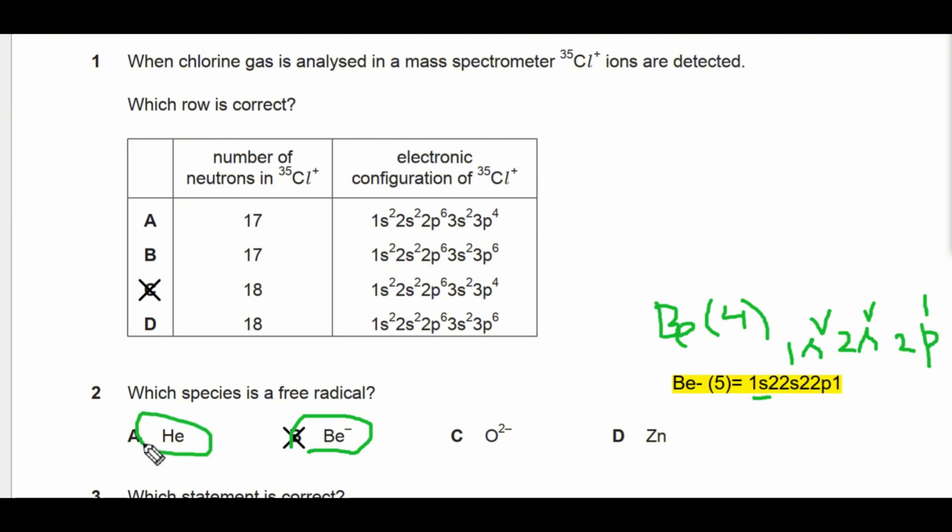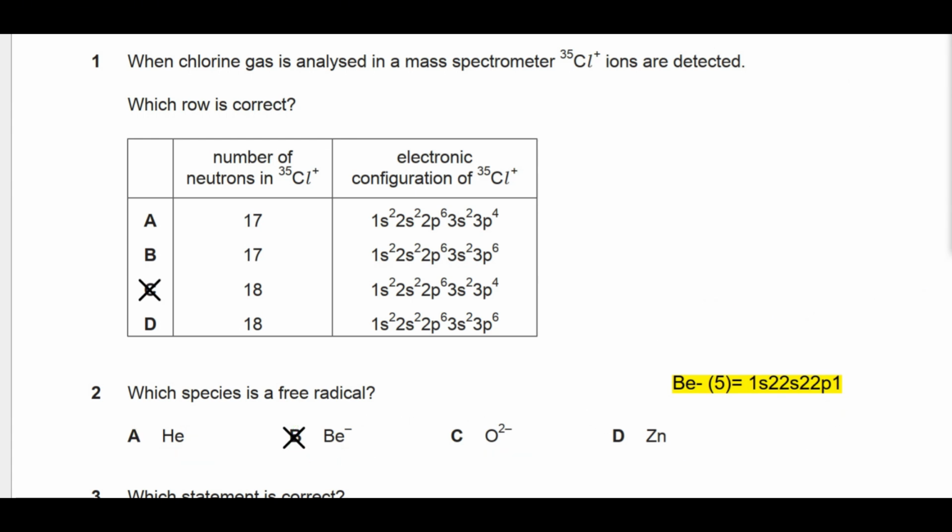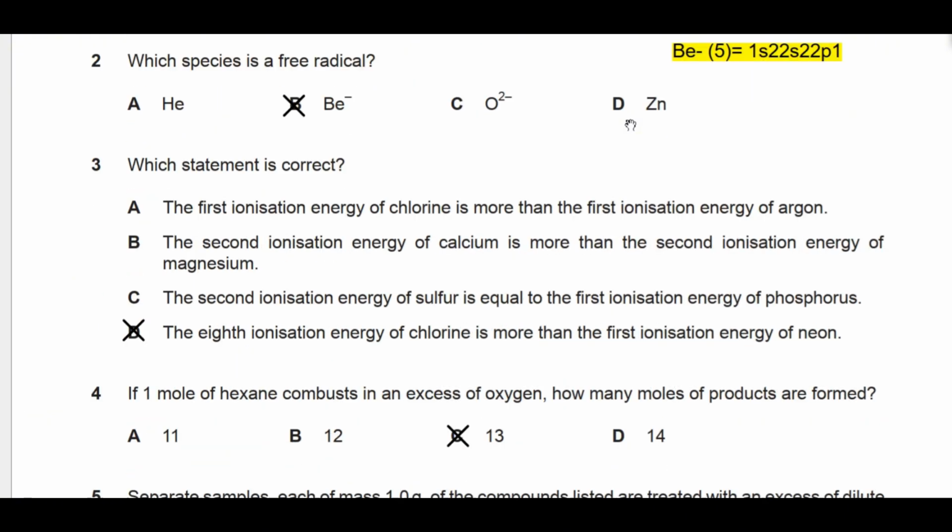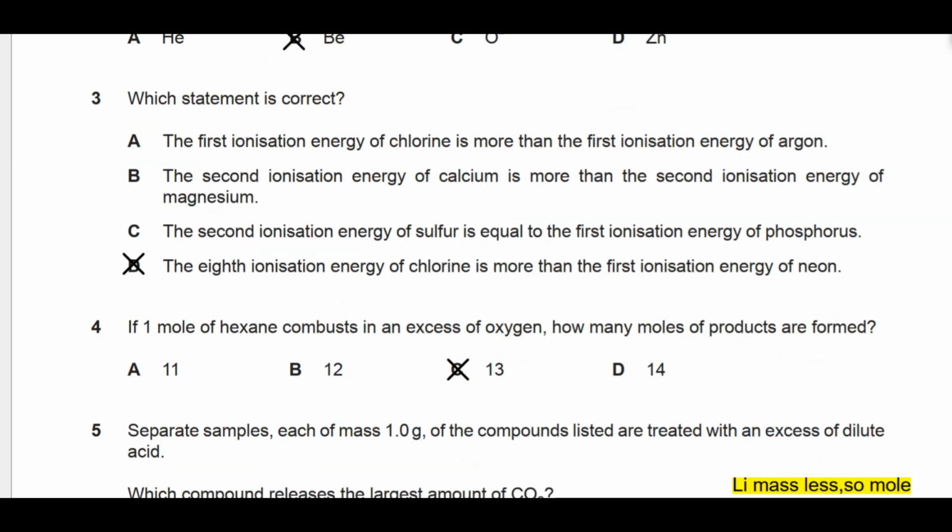Helium is the wrong answer, 1s2, 2s2, there is no unpaired electron. Oxide has 10 electrons, 1s2, 2s2, 2p6, there is no unpaired electron. Zinc last, 3s2, there is no unpaired electron. B is the right answer. Now number 3, which statement is correct? D is the right answer.